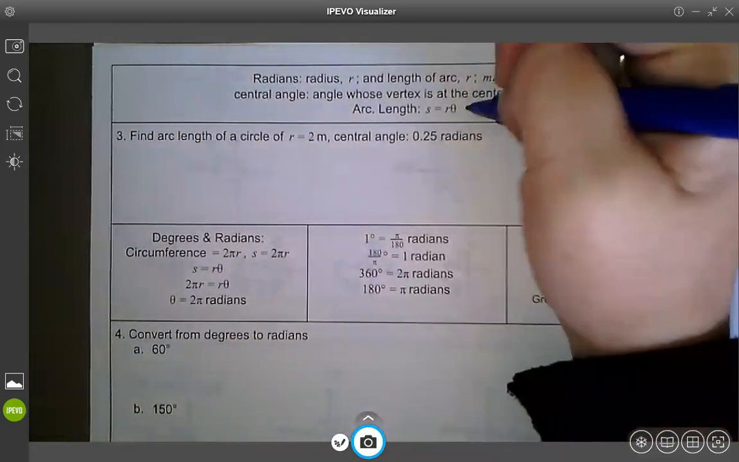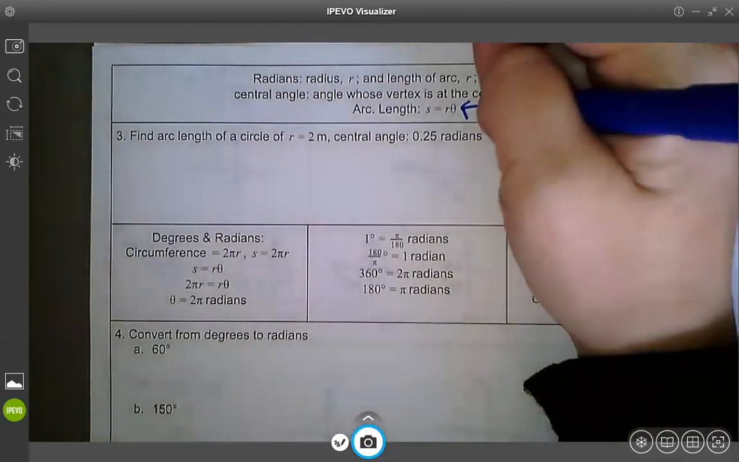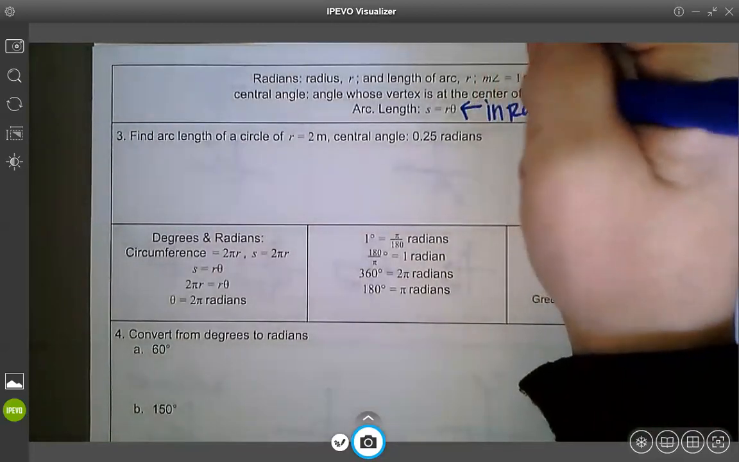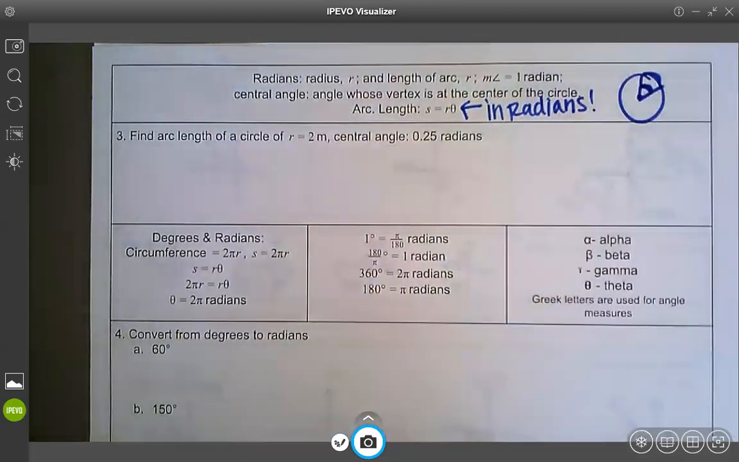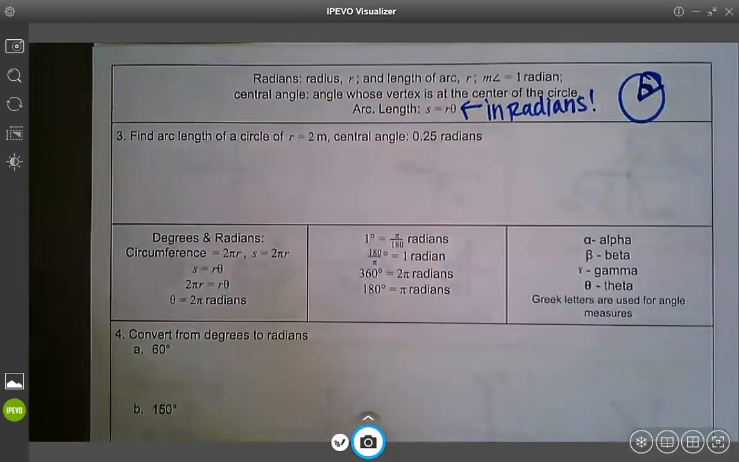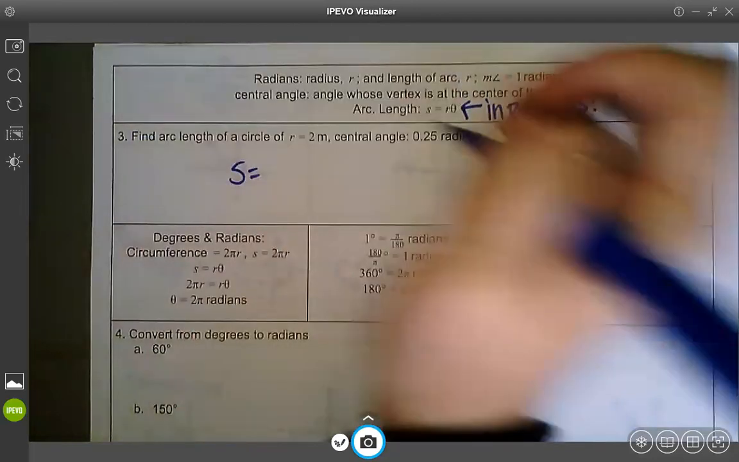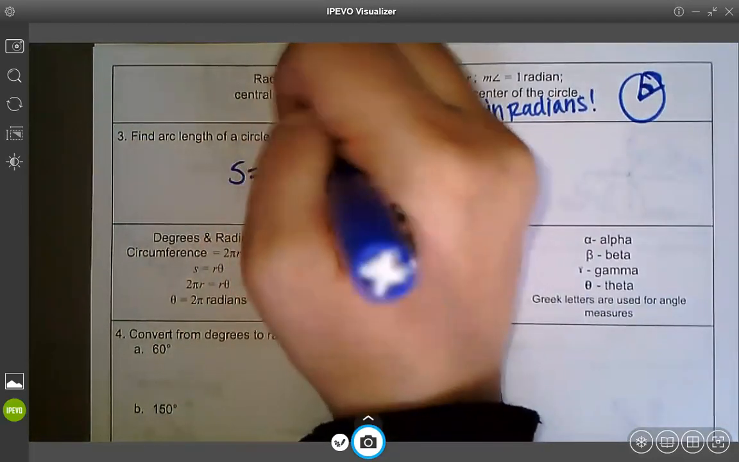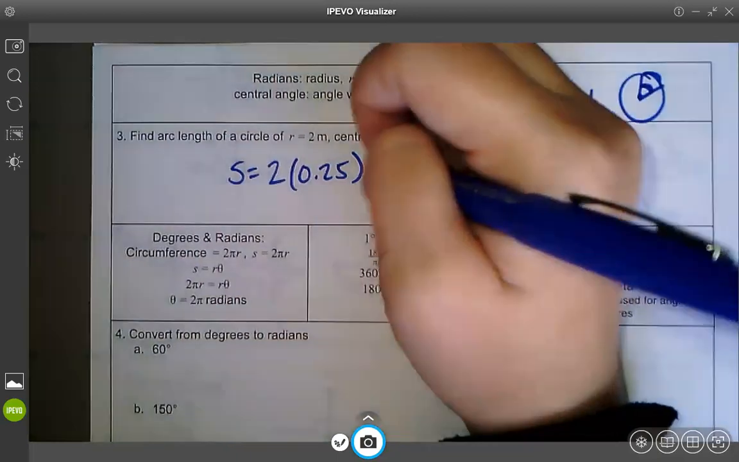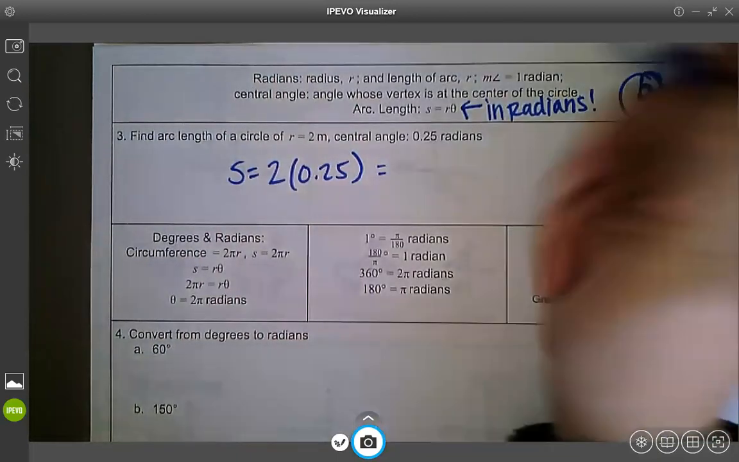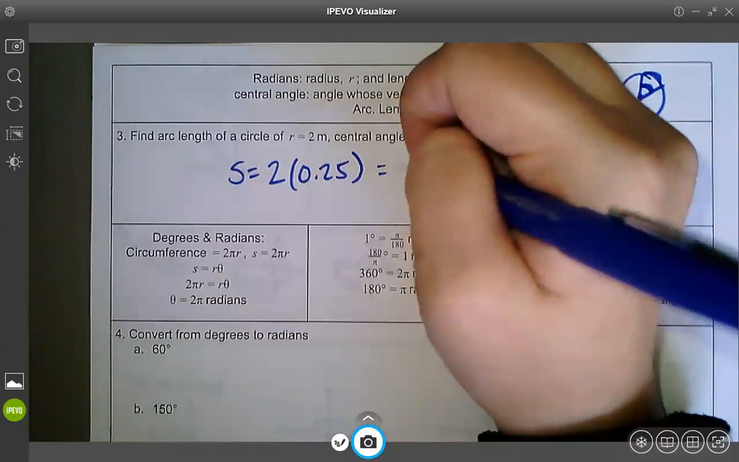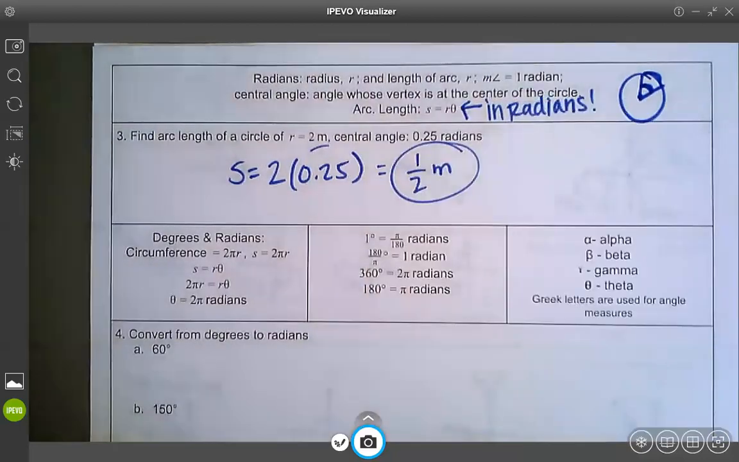S equals R theta, the only problem with this is theta has to be in radians. So this is a pretty simple formula, but your angle has to be in radians. If it's not given to you in radians, we'll practice some conversions here in a minute. Find the arc length when our radius is 2 and our central angle is 0.25 radians. So we're just plugging that in. I have 2 times 0.25. It's already in radians. And that is going to be 1/2 of a meter because we started with meters.